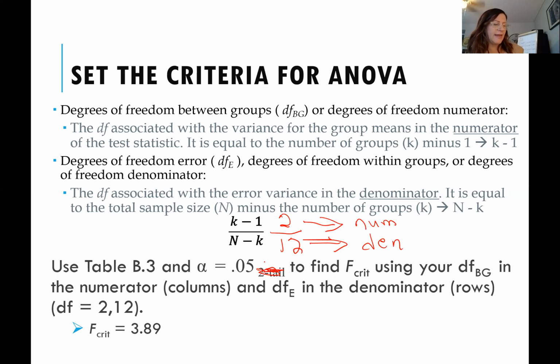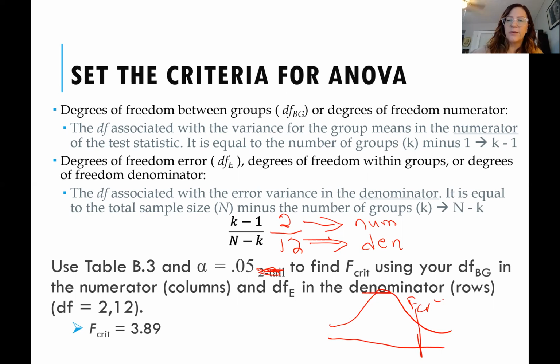You'll notice there's a light face number and a bold face number. Because we're using 0.05, we use the light face. So at degrees of freedom 2 and 12, our critical value is 3.89. Basically, our test statistic has to fall at 3.89 or higher. So F critical value equals 3.89, and anywhere out here is significant. It has to be further over than that to be significant. So that's step 2 of our hypothesis testing.